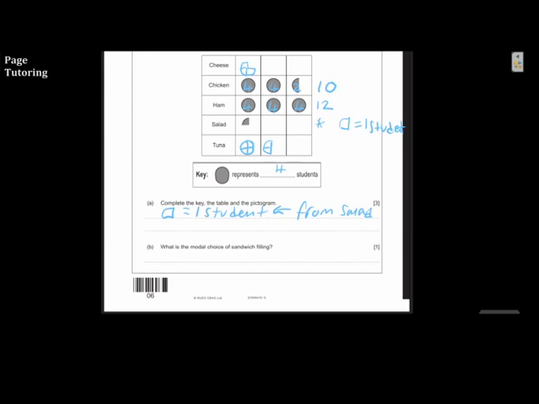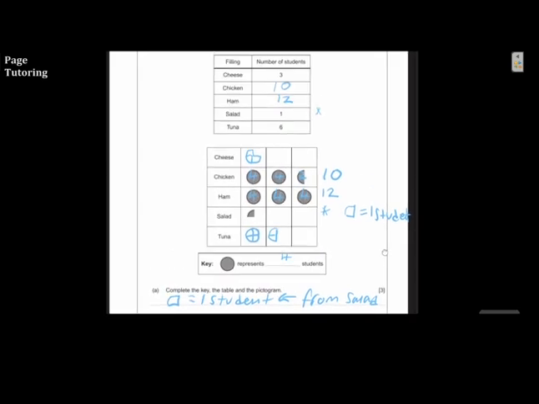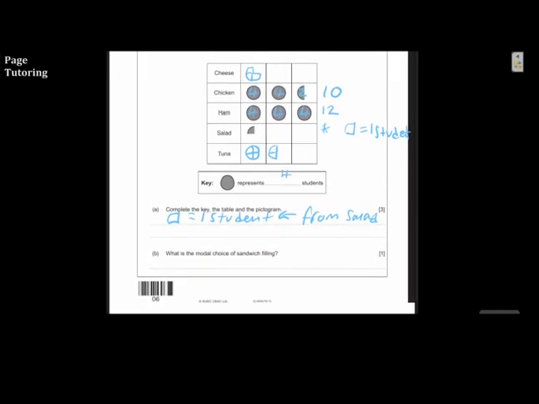To part B. What is the modal choice of sandwich filling? Well, the modal is the most popular sandwich filling, and that would be, looking at our table, ham. So we can write down ham.